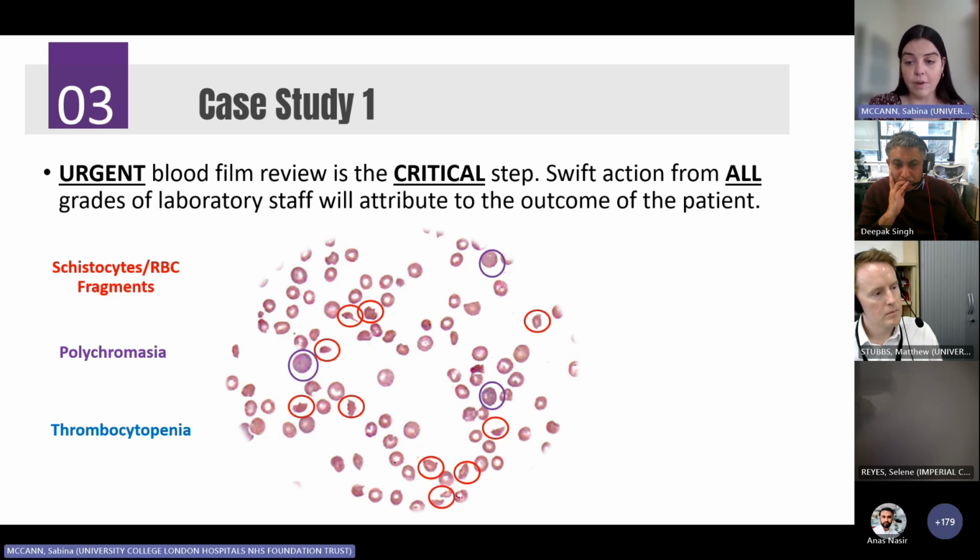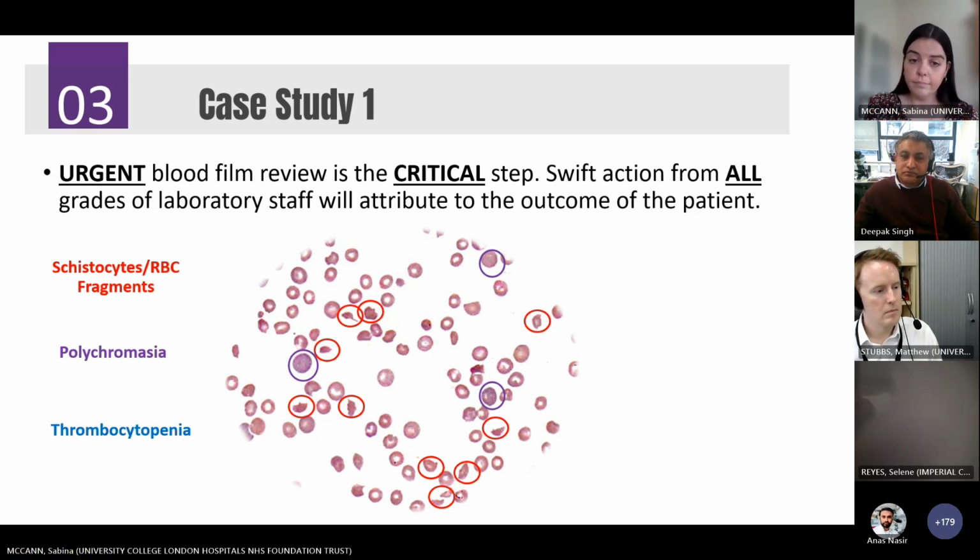The next poll is now ready for us. What are the main blood film morphology features indicative of TTP? Select all that apply. There's a few options here: polychromasia, spherocytes, burst cells, schistocytes, platelet clumps, thrombocytopenia, or if you're unsure, please select all that you feel are most indicative of TTP.